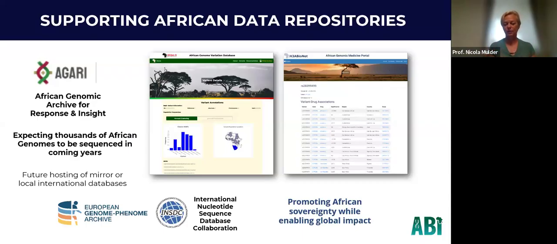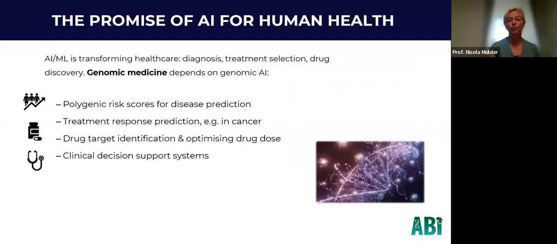So they are coming to us and saying, do you want to copy a local EGA, a local nucleotide sequence database, where you can serve your own data? It's still available to everybody, but you take ownership, you take control of this. So this is promoting this African sovereignty, but enabling this global access, this open access, where it's allowed.